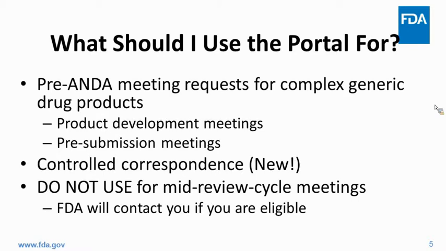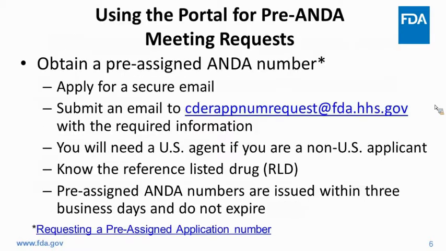So what should you use the portal for? Pre-ANDA meetings, which is my thing, so I like that. I think you should use it for that. And control correspondence, which is new. Pre-ANDA meeting requests are for complex generic products, and this is where you would submit your request for a product development meeting or pre-submission meeting. Control correspondence, as I said, is new as of October 1 of 2018. One thing you should not use it for is mid-review cycle meetings. The FDA will contact you if you're eligible for one of those, so that's not included in the meeting scopes.